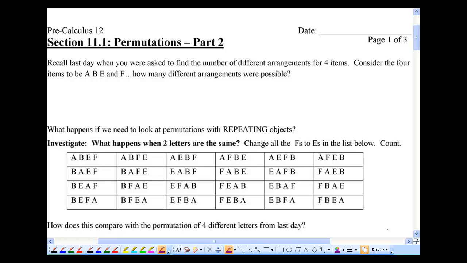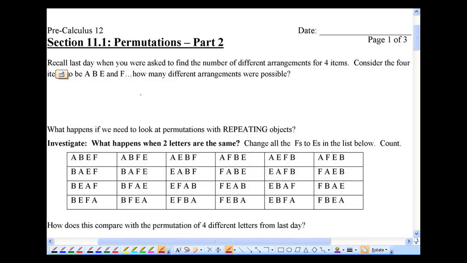Alright, we're back with part 2 of section 11.1 of our pre-calculus 12 course. And I want to begin today's lesson just by looking at a question we did last day. Last day, remember how I asked you to find the number of different arrangements of, let's say, 4 items? Let's consider the 4 items to be A, B, E, and F. How many different arrangements were possible?